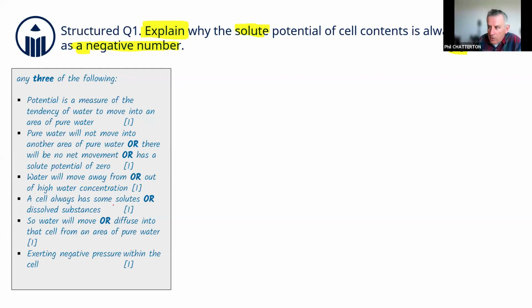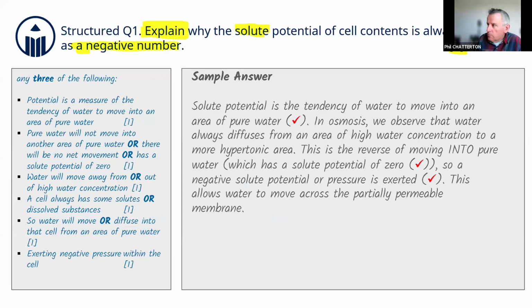The cell always has some solutes or dissolved substances in it. It wouldn't be a cell if it didn't, okay? It would just be a bag of pure water, which would be lifeless. So water will move or diffuse into that cell from an area of pure water, exerting negative pressure within the cell, okay? Here's a sample answer.